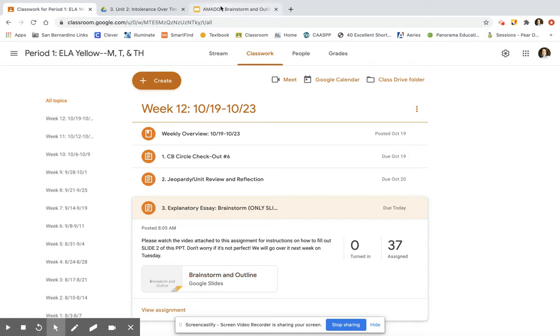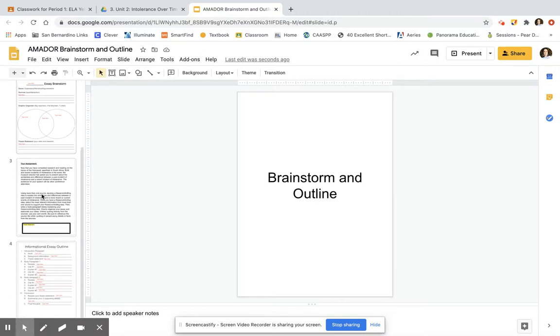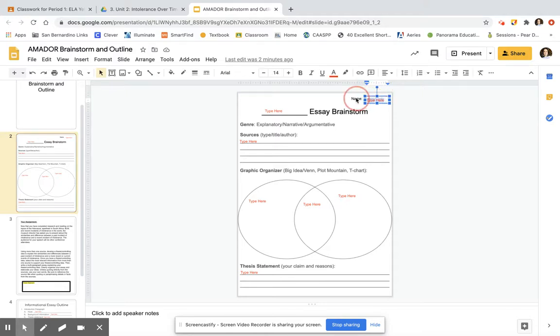All right, when you open up the Brainstorm, you will see it is a PowerPoint. The PowerPoint has 4 slides. You are only responsible for slide 2. That's it. Just slide 2. Do not worry about slide 3. Do not worry about slide 4. We're going to do those later. Slide 2 is what you're responsible for today. So first things first, next to your name where it says type here, you're going to delete and you're going to write your name. I'm just going to put a blank because if I write Miss Amador, some people are going to write Miss Amador.